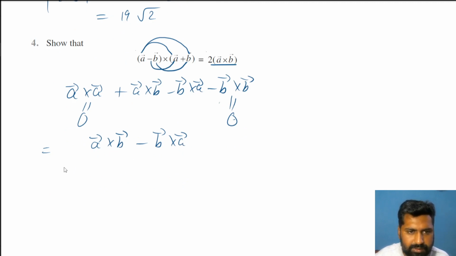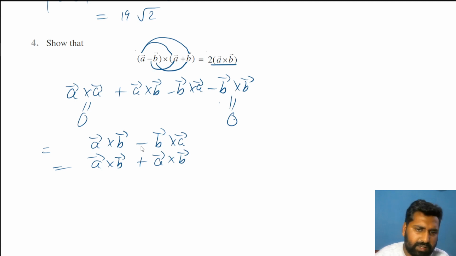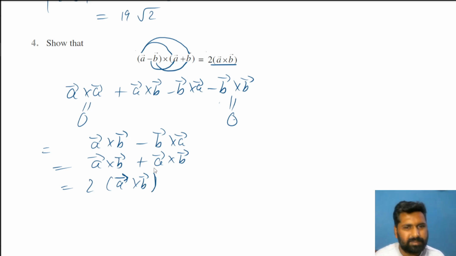So if I want to convert this, B cross A is minus of A cross B. So negative negative becomes positive, and this is 2 times A cross B. Remember that while doing products of vectors, see whether it's a dot product or a cross product. For the dot product you can use algebraic properties, but for the cross product they don't work. All right, this is done.